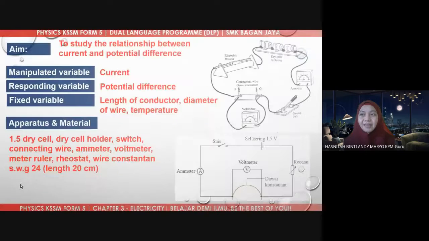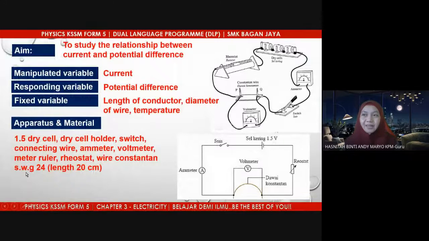Standard wire gauge, SWG. It determines the cross-sectional area of the wire. We have 24, 22, 26, 28, 32. And the bigger the number, the smaller the diameter or the cross-sectional area of the wire. Later I will show a slide. Standard wire gauge: W is for wire, G is for gauge, G-A-U-G-E.